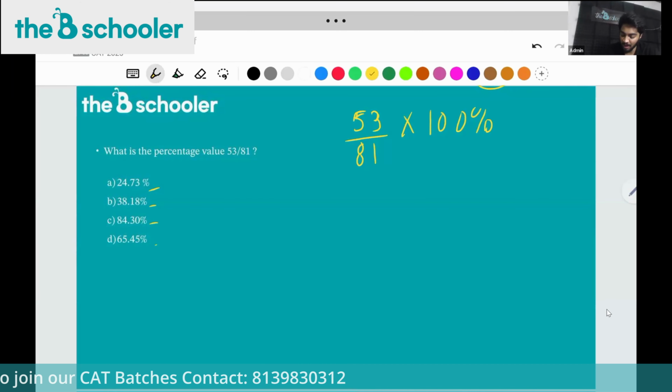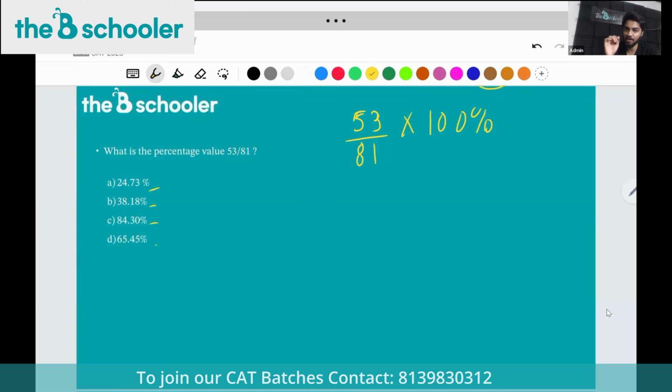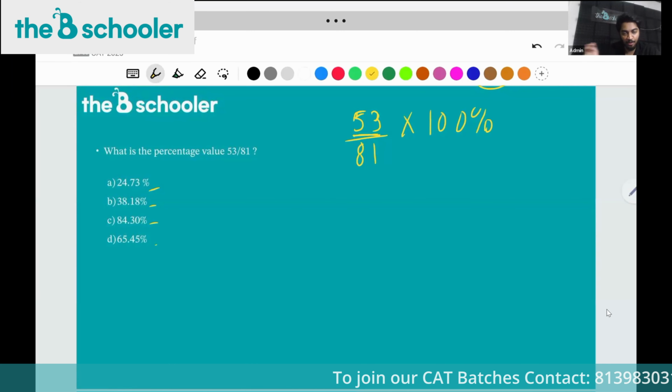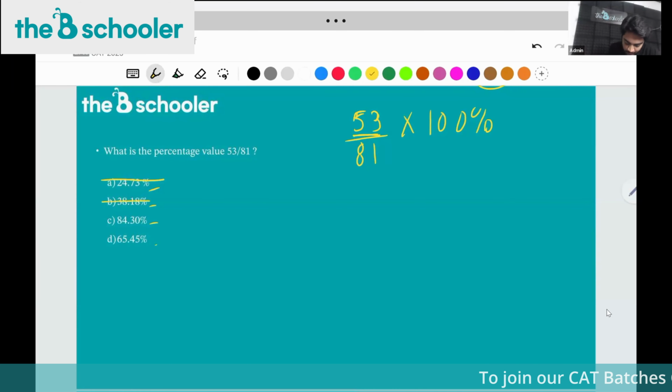Half of 81 is 40.5. That means if it were 40.5, the answer would be 50%. But the value is above 40.5, so the answer is going to be above 50%. Clear? The moment you get to know that, can you eliminate option A and option B?